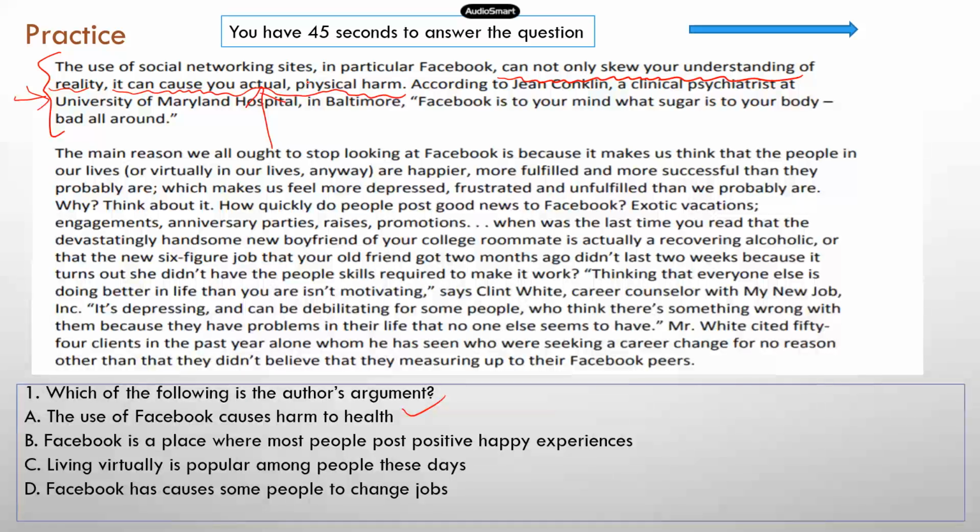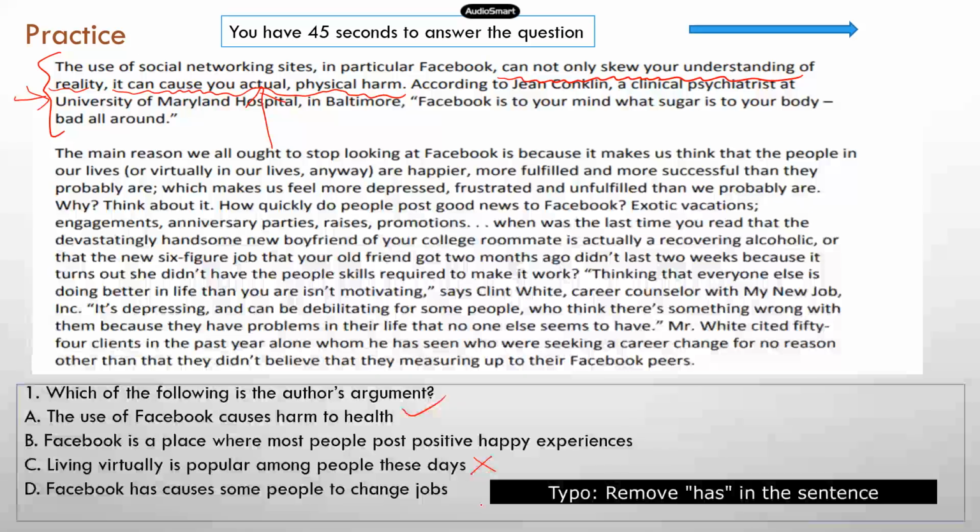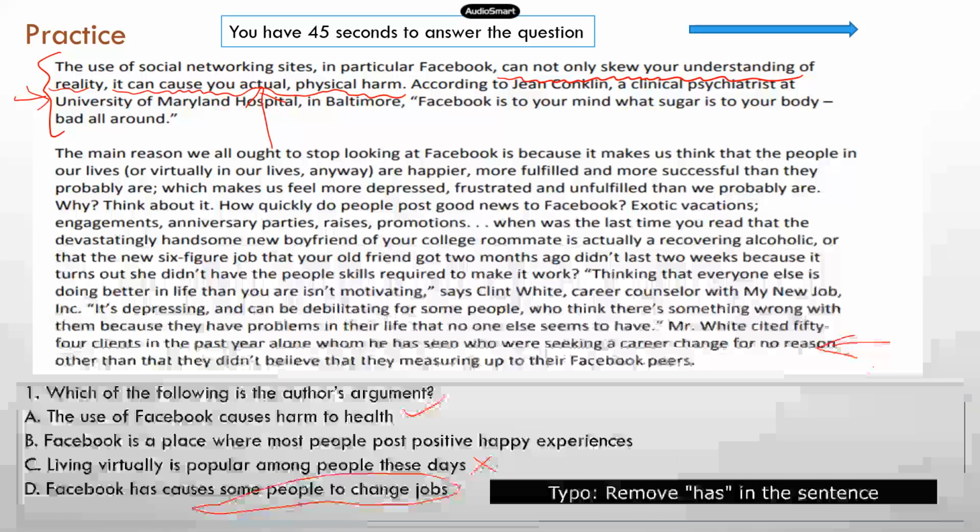C, living virtually is popular among people these days. It's not even mentioned in the passage, right? And then this statement has like a positive feel, right? Which again is not what the author is trying to express. D, Facebook causes some people to change jobs. Now, this is too specific, right? This is one of the details here. So, specific details, evidence are not the main argument. So that's why D is not correct. So correct answer is A. All right, next question.